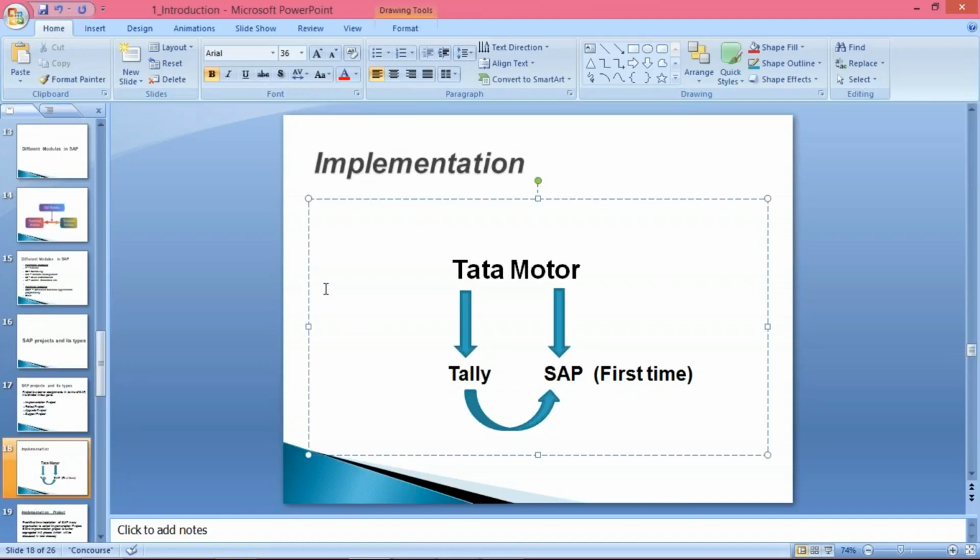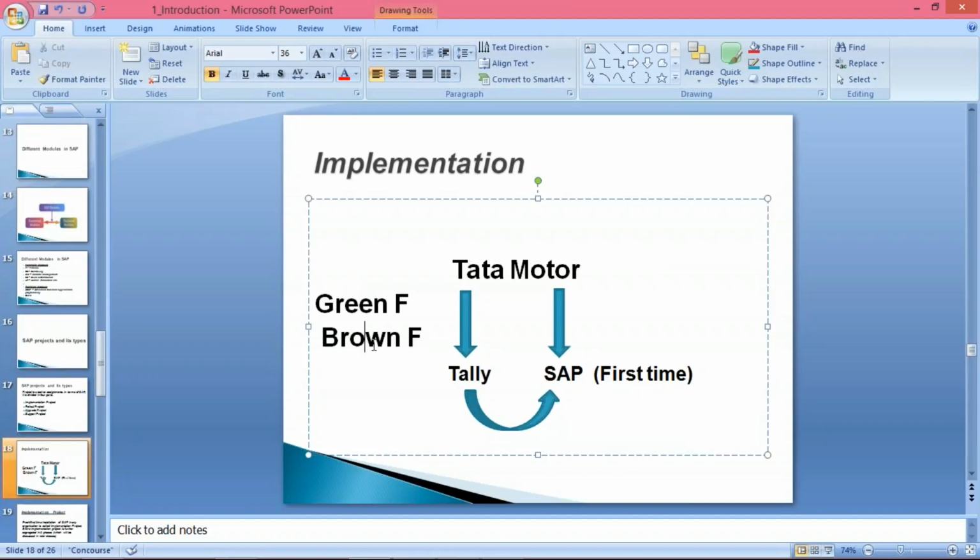So the first one is called greenfield implementation, and then there will be brownfield implementation. Let's suppose, okay, so now here implementation is going to be segregated into two parts, greenfield implementation and brownfield implementation. So what is this brownfield implementation?